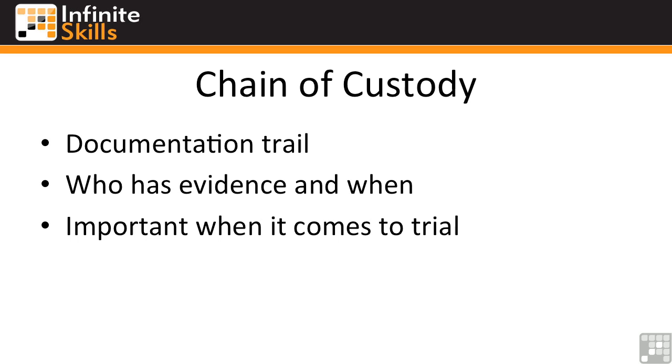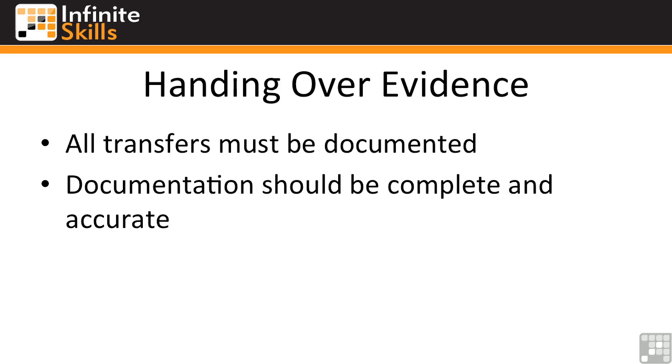And if there's any gap in the chain of custody, it calls the evidence into question as to whether it's authentic or whether it's been tampered with or not. So all transfers of evidence between one person and another must be documented. The documentation, of course, should be complete and accurate. So anytime there is a transfer from one person to another for whatever reason, that transfer has to be documented and included with the evidence as part of the chain of custody.